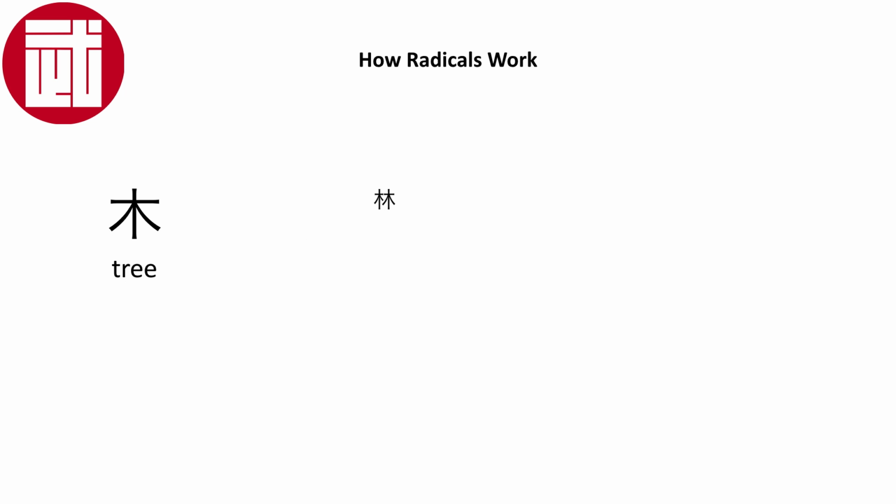Tree. If 1 tree is tree, then 2 trees is woods. If 2 trees is woods, then 3 trees is a forest. Now, if you use a line to mark the trunk of the tree, this means origin or root, but it's also commonly used to mean book.